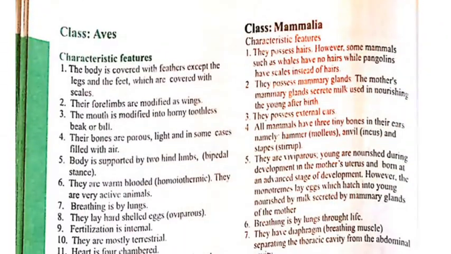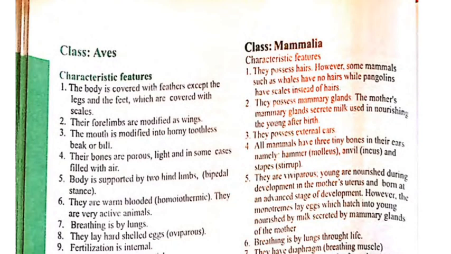Alright. Now lastly we have mammalia. Now this mammalia is me, this mammalia is you, and some other animals. They possess hair. However, some mammals such as whales have no hair, while pangolins have scales instead of hair. They possess mammary glands. The mother's mammary glands secrete milk used in nourishing the young after birth. Most animals in this class mammalia take milk secreted by mammary glands. This milk nourishes them by far.